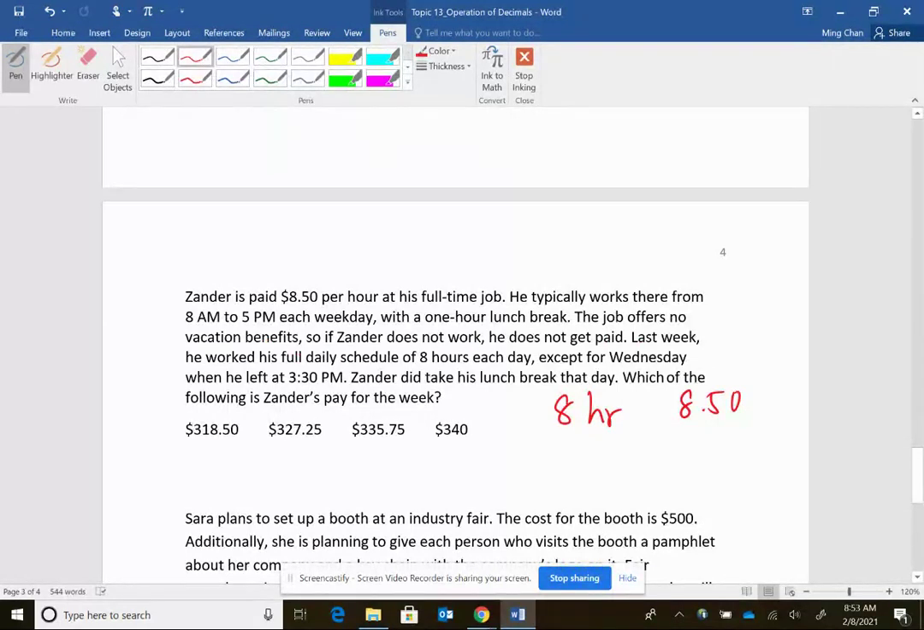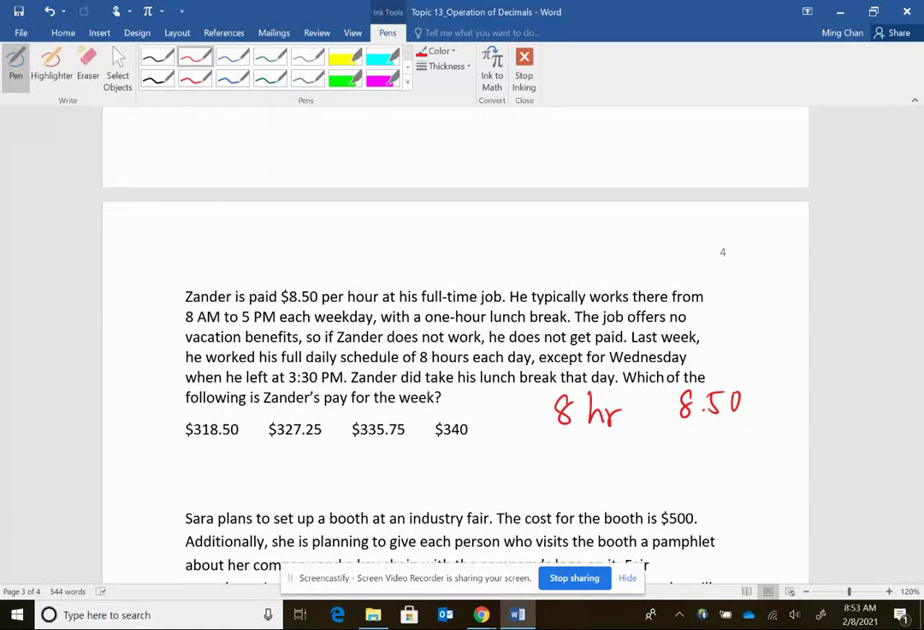All right, what does that have to do with this problem? Well, if you keep on reading, last week he worked his full daily schedule of 8 hours, except for Wednesday, when he left at 3:30. Okay, he did take his lunch break that day too. So last Wednesday, he left early, right? And also took his lunch break.